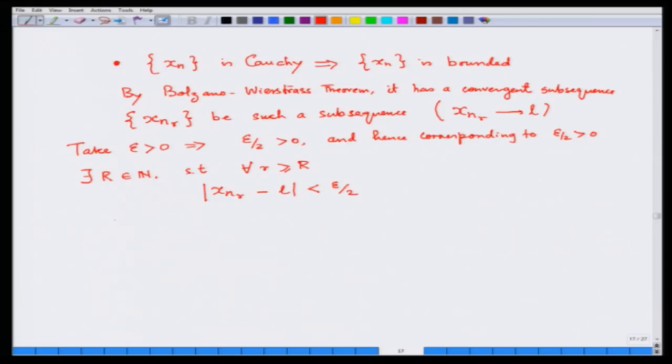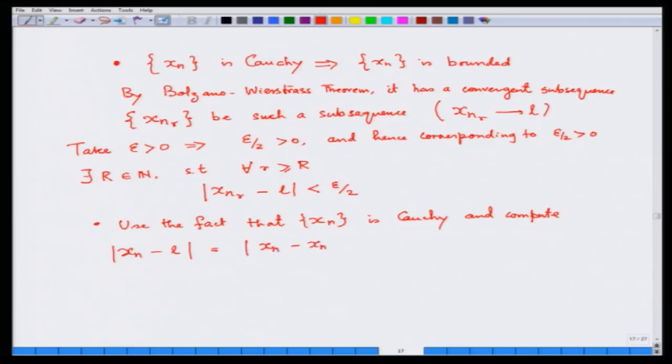So now your next step is, and we will give the detailed proof when we do the exercises, it will be asked as an exercise proof. So I am giving you the steps of the exercise. Use the fact that Xn is Cauchy and compute mod Xn minus L, which you can write as the following: mod Xn minus XnR plus XnR minus L, in a step-jumped manner.